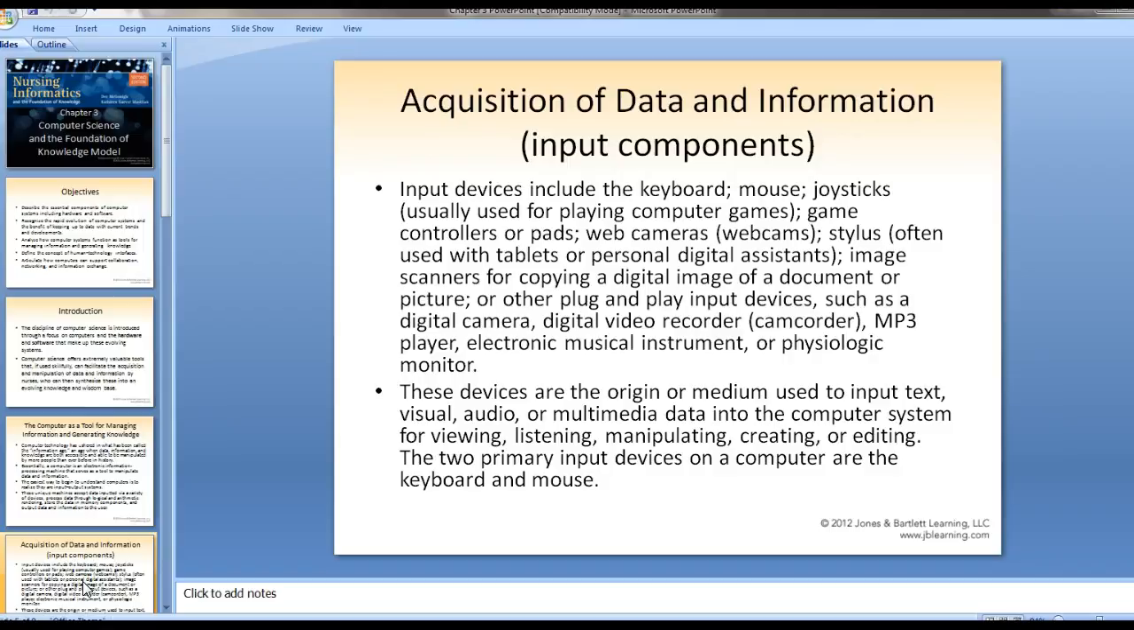Okay. So now let's talk about the acquisition of data and information, right? Hold on one second. Actually, I want to talk more about hardware. Just give me one second. Get my notes on it.